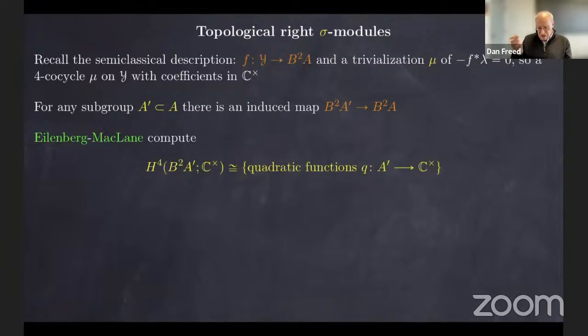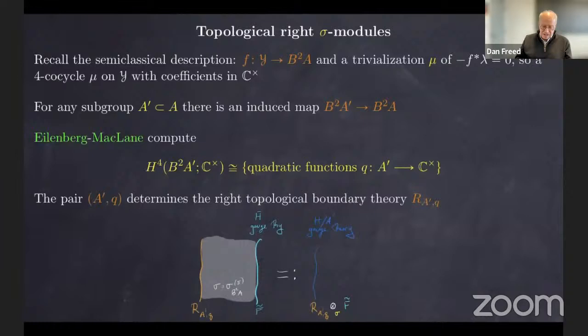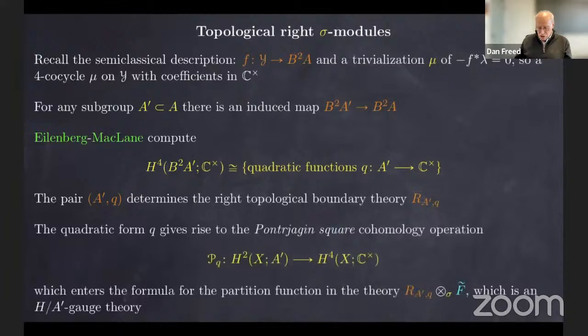In this case, we see that what we need to specify is a quadratic function for this class of boundary theories. And so if we have a pair consisting of a subgroup and a quadratic function, we get a right module, and we can form this sandwich. The sandwich then is some new four-dimensional theory. It's a four-dimensional H mod A prime gauge theory with that gauge group. And the Q will determine a particular version of that theory. In fact, what that Q gives rise to is a cohomology operation, this Pontryagin square. And that Pontryagin square is what appears in the Lagrangian description of that gauge theory, this sandwich gauge theory.